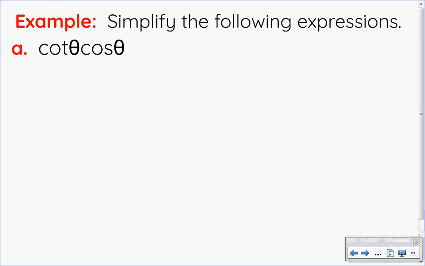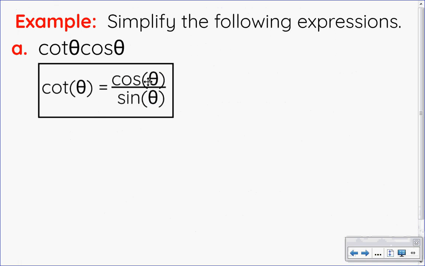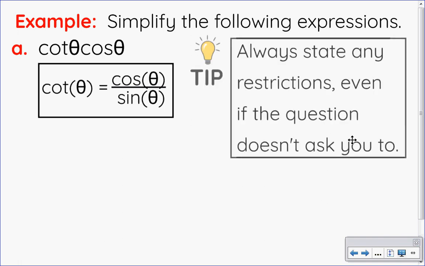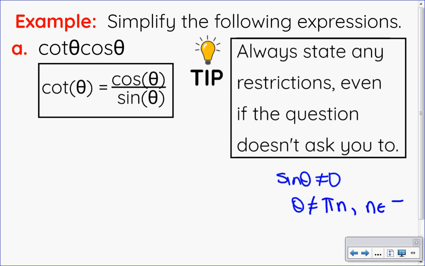My first one, I have cotan times cos. And I know that cotan is the ratio of cos over sine. So right away, I see a denominator, a potential for division by 0. So I always have to state my restrictions, even if the question doesn't ask me to. So I see a potential for division by 0, so I know sine cannot be 0. And this is where it's useful to memorize your x-intercepts. So that means that theta cannot be multiples of pi, because that's when the sine has its x-intercepts.